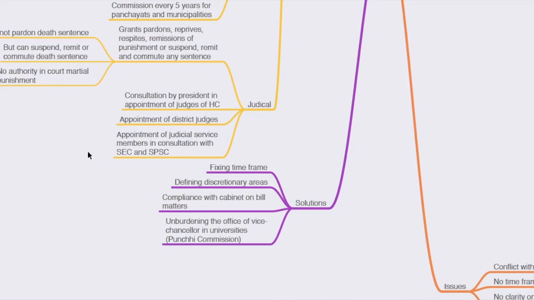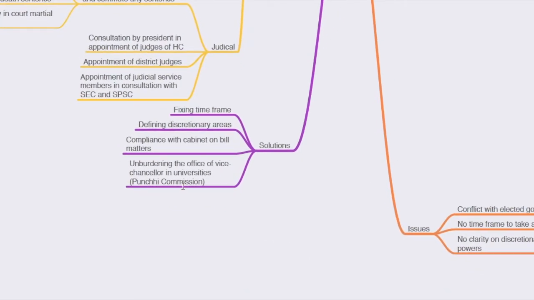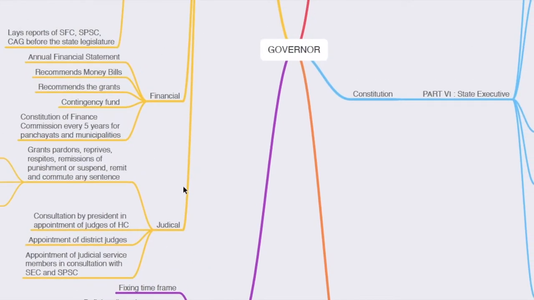Further, he appoints the High Court judges in consultation, and he's consulted by the president in the appointment of High Court judges. Also, he appoints the district court judges, and he's involved in the appointment of judicial service members in consultation with the State Election Commissioner and State Public Service Commission. So these were some of the functions of the governor.